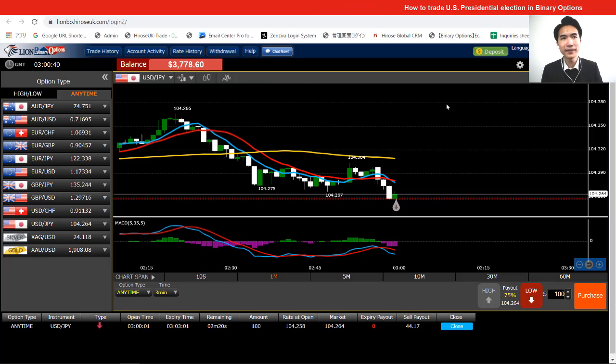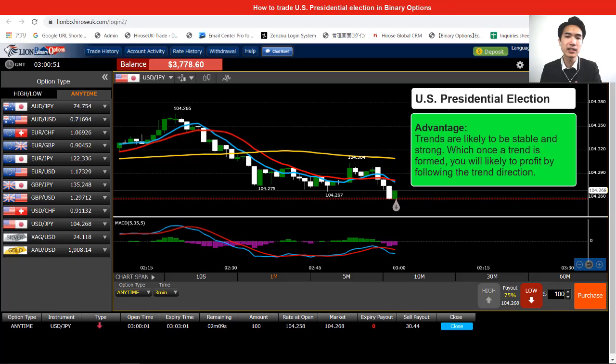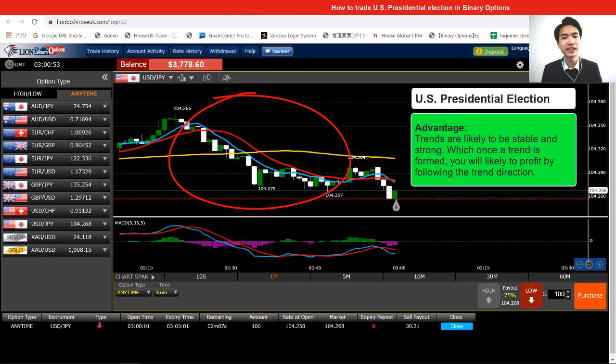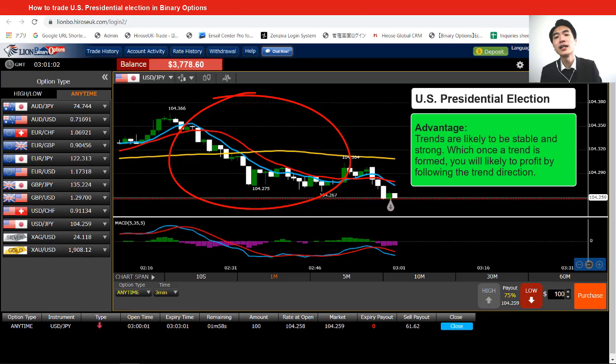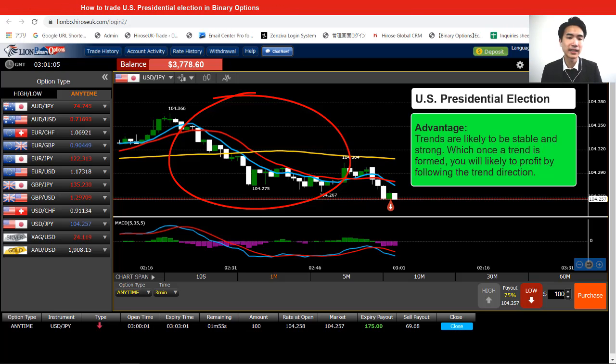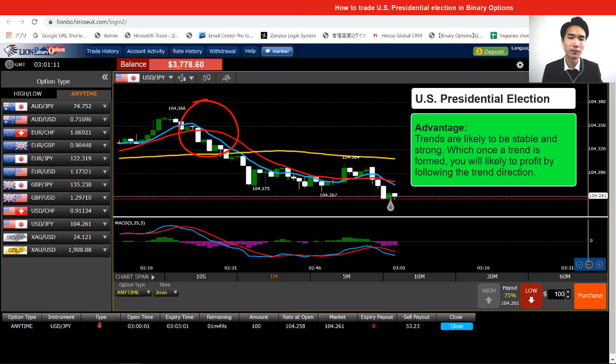Next, I want to talk about the advantages and disadvantages of trading binary options with the US presidential election. The advantage is that, as you see here, the trend is really stable. Once these two simple moving averages cross over here, the downward movement lasted for a long time, and as long as we placed a trade when they crossed over, most likely we are going to take profit with that option.